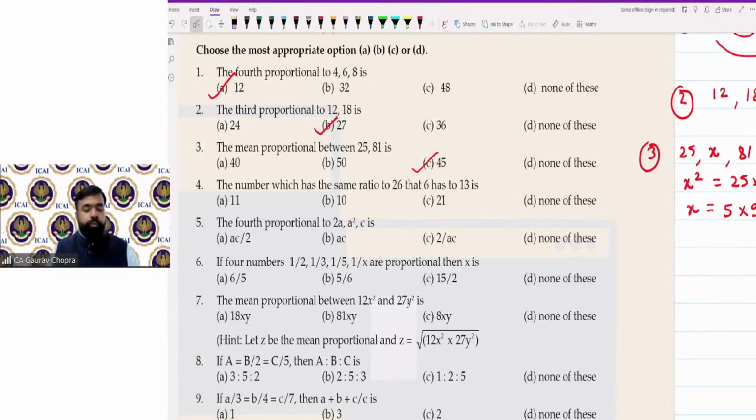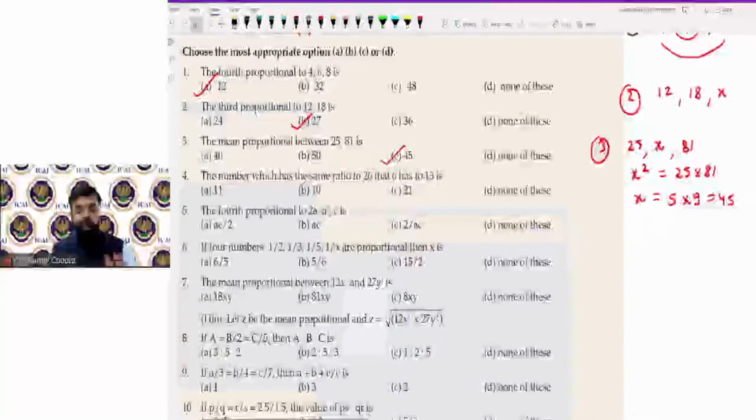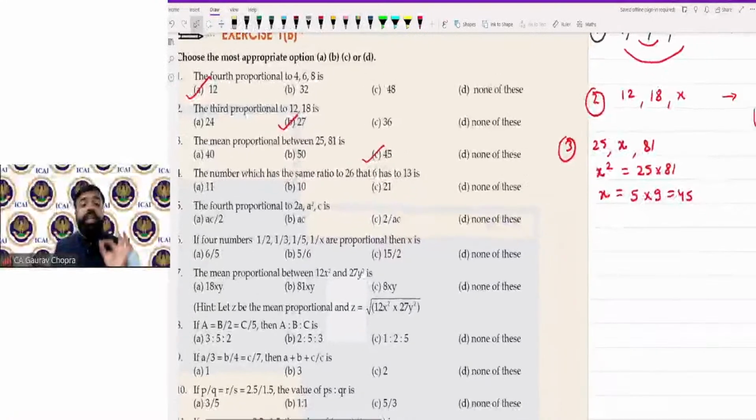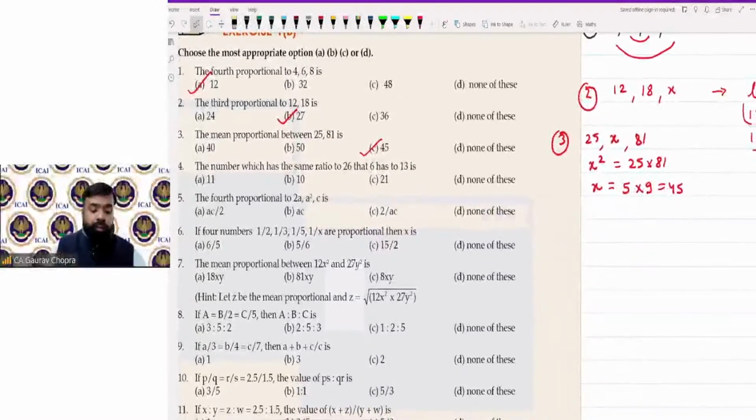Then the next one, the number which has the same ratio to 26 as 6 has to 13. Now this is a language based question, but it is very easy. Just try to understand the language. There is a number whose ratio we have to find with 26. So let that number be x. The number which has the same ratio to 26, so x ratio by 26.